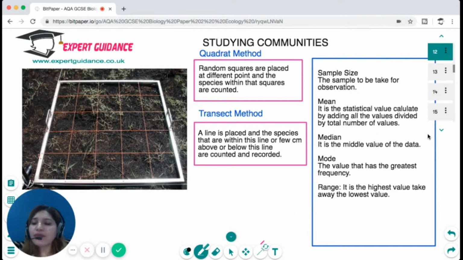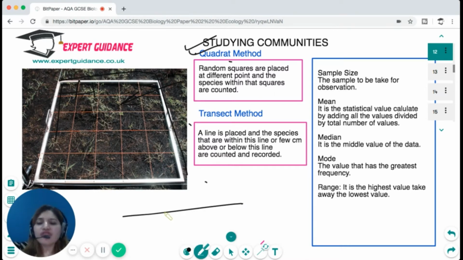Now, what are the various ways in which we can study the distribution or the abundance of living organisms? To study the communities, we have two methods. One that is shown here is the quadrat method. You must have done this experiment in your school. In the quadrat method, we place random squares at different points, and the species within those squares are counted. In the transect method, a line is placed, and the species that are coming within this line or a half inch above or below this line are counted and recorded.